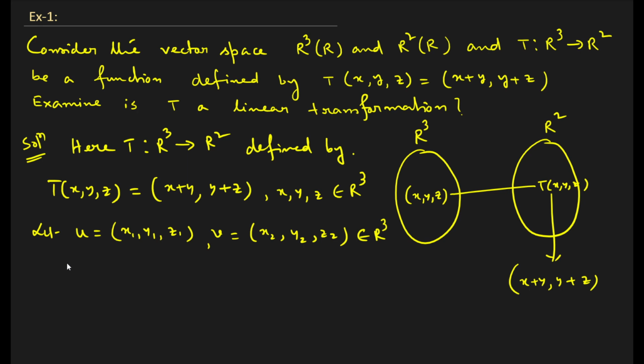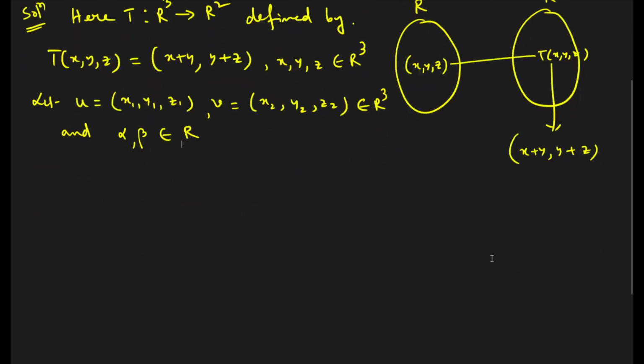And let us take two scalars. Suppose alpha and beta belong to the field. Here the field is R. What do we have to show? We have to show that T of alpha u plus beta v is equal to alpha into T of u plus beta into T of v. It's better if we find the left side and right side separately, then there is very little chance of making a mistake. So let us find T of alpha u plus beta v.